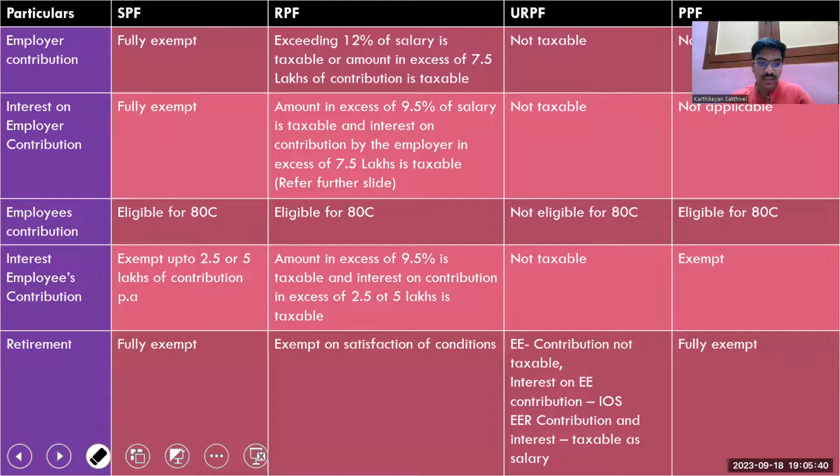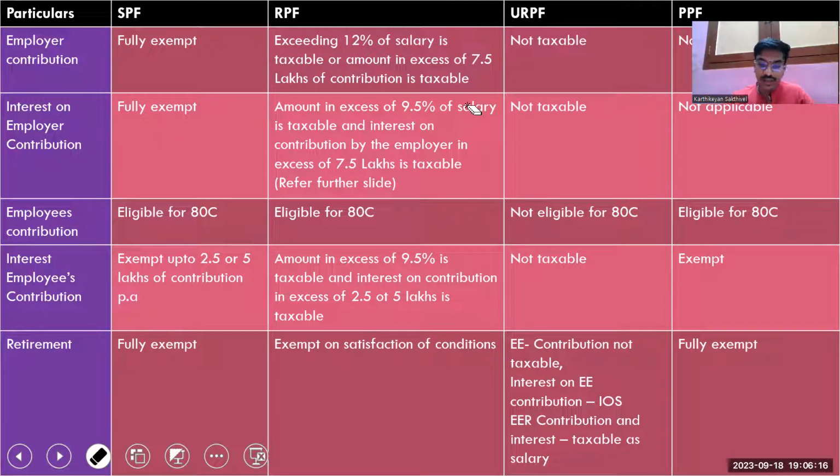Based on this, the taxability is determined in this tabular column. So first we'll take up statutory provident fund. As far as statutory provident fund is concerned, the employer's contribution is my income. Correct? Employer's contribution is the income of the employee. Am I right? Yes. So that income, if it is contributed to a statutory provident fund, it is fully exempt. Employer's contribution to statutory provident fund is fully exempt.